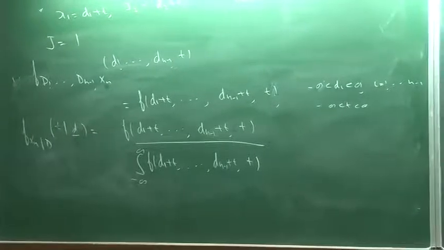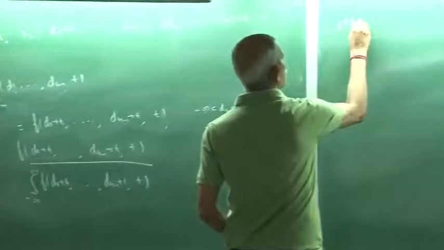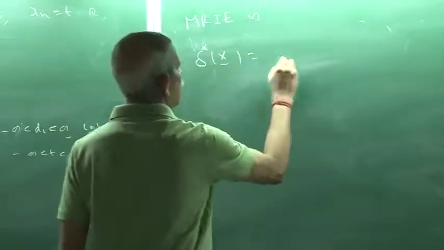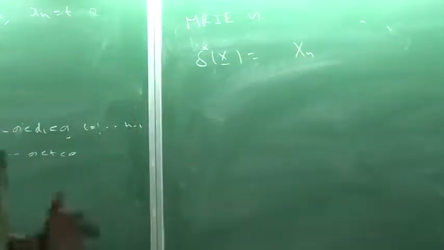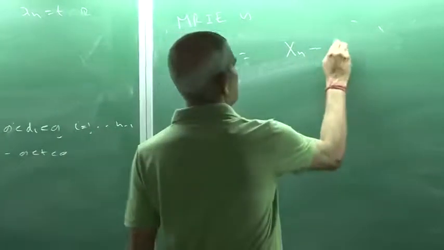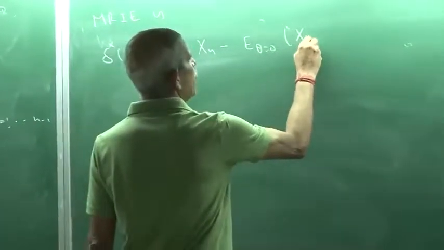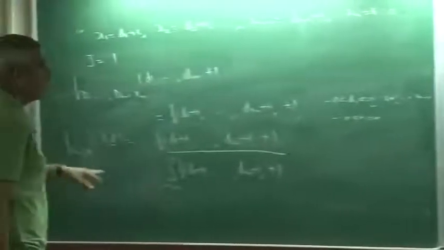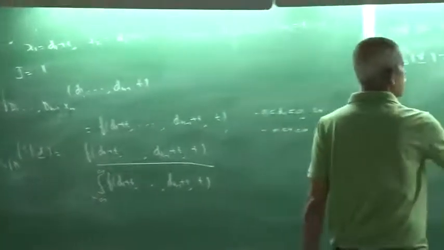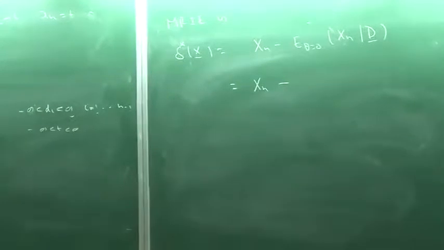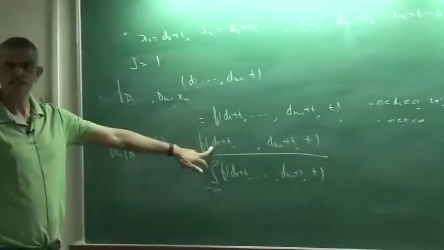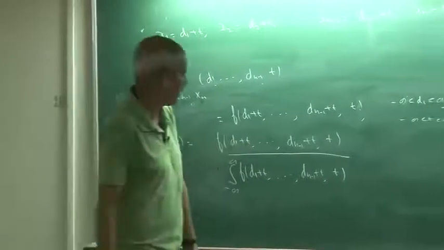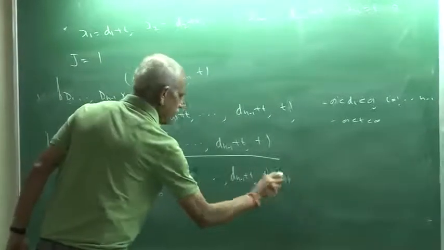Now if the conditional PDF is this, I can find out the MRIE. So let us try to see what is MRIE. Star x, which is nothing but xn minus E theta is equal to 0, xn given d. So this is same as xn minus the expected value of this PDF. This PDF is in R, and it would be a function of t. So this is a constant, because here t has been integrated out.